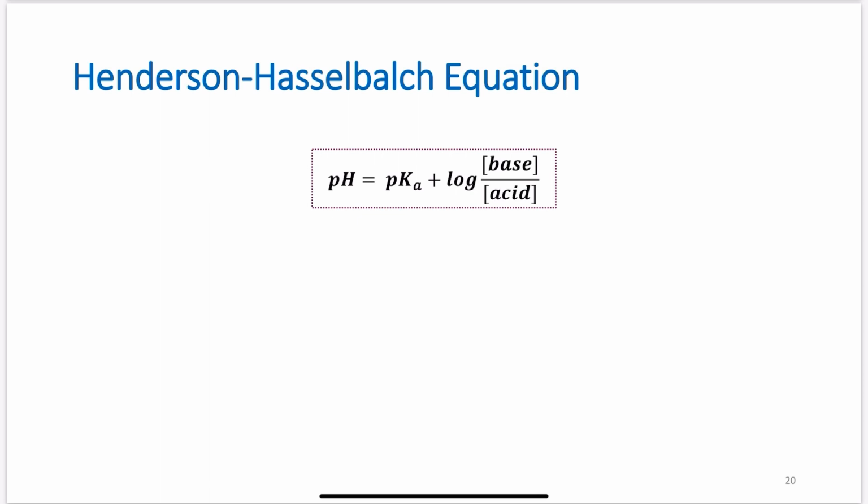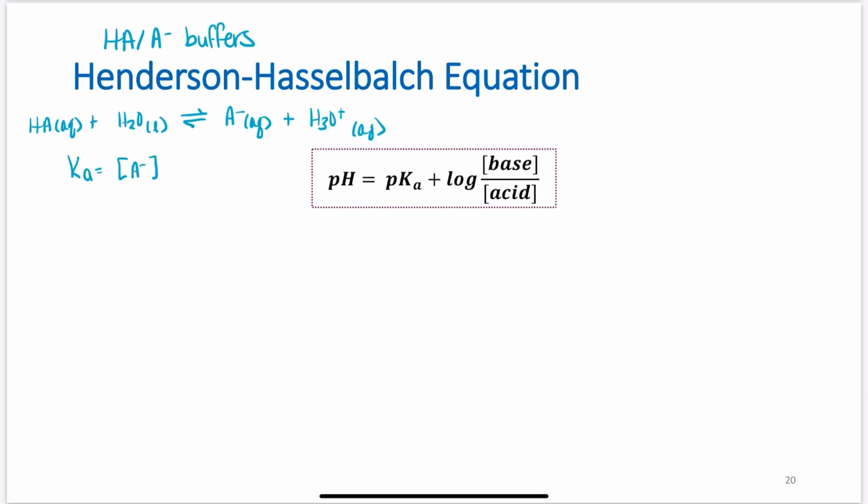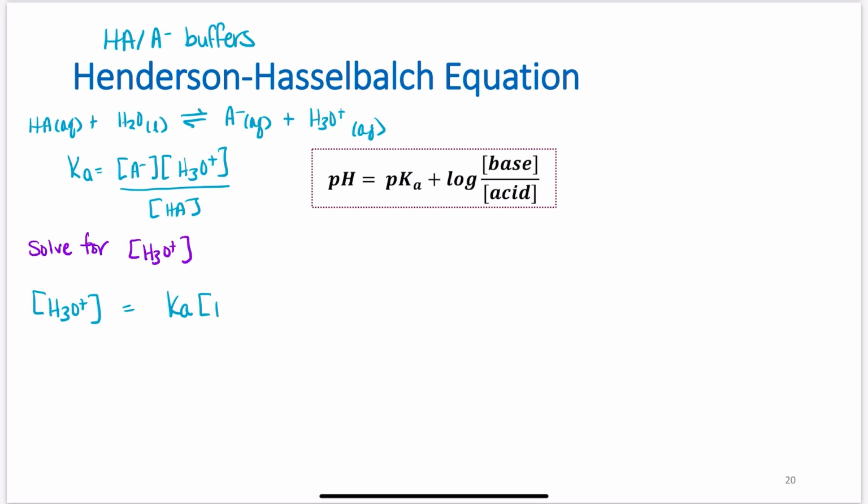So we're going to talk about an HA A minus buffer system. If I have HA A minus, so like acetic acid and sodium acetate, doesn't matter what it is. HA reacts with water, forming an equilibrium. I get A minus and H3O plus. If I was to write the Ka expression for this, Ka would be equal to A minus times H3O plus over HA. I'm going to rearrange this equation and solve for the concentration of H3O plus. So H3O plus is equal to Ka times HA over A minus.